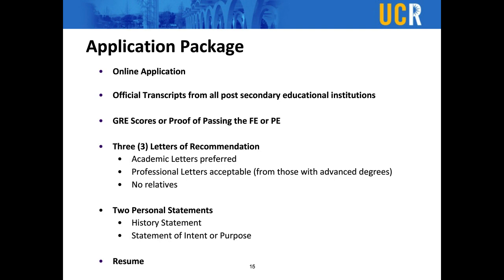I bring that up because in addition to the 3 letters of recommendation and these 2 personal statements, especially the history statement, these can offset a low or borderline GPA. So we do look at the entire package, not just the GRE and the GPA. The statement of intent or purpose has to do with what you want to do with this degree. In other words, what are your career goals and how is this degree going to help you attain those? And then finally, we want a copy of your resume.